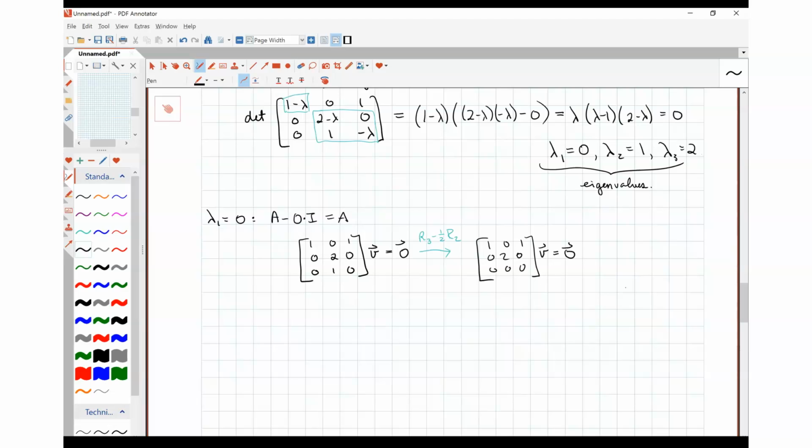And if I read off the equations so that I can solve this system, I see that the first one says V1 plus V3 equals 0. The second one says that 2 times V2 equals 0, and that means straight away that V2 has to be equal to 0. And the first one just means that V1 has to be equal to minus V3. And V3 is free.